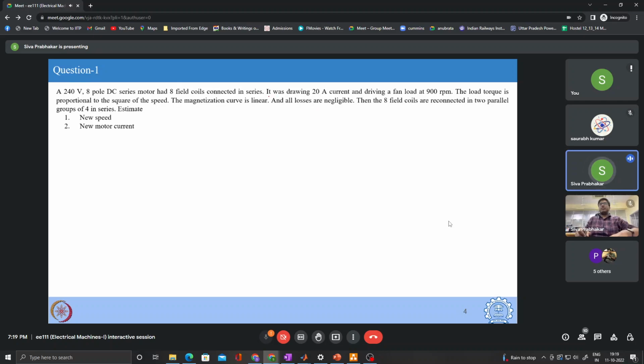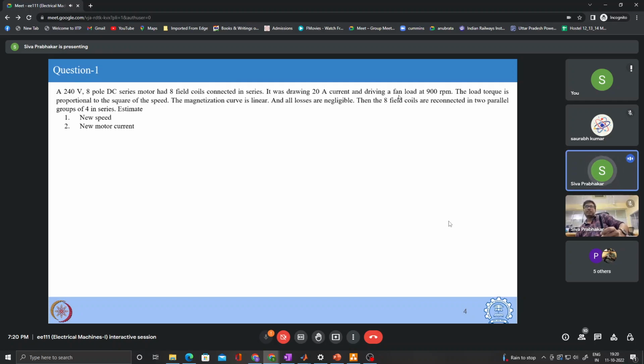It was given that the machine was drawing 20 ampere current and driving a fan load at 900 rpm. So initially, with this particular combination of field winding, it was drawing a 20 ampere current and driving a fan load at 900 rpm. It is mentioned that the load torque is proportional to the square of the speed. So in this problem, the load torque is not a constant; it is proportional to the square of the speed. As the speed varies, the load will also vary.